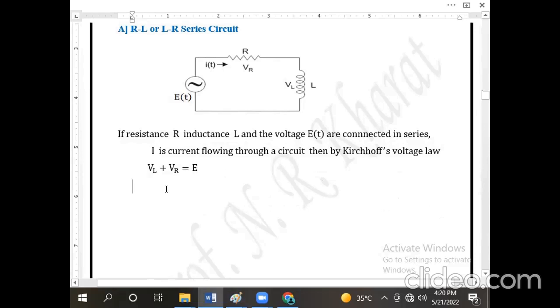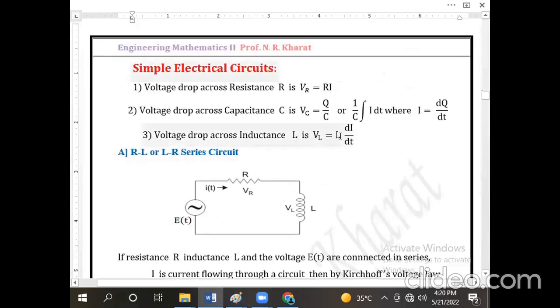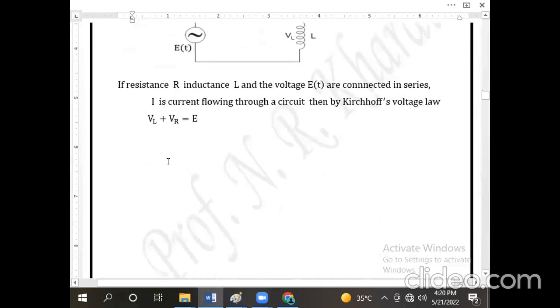So we know that the value for VL is equal to L into di upon dt. We have to replace the values of the voltages across inductance and resistance in this equation. So the equation becomes L di upon dt plus Ri is equal to E. So there is a differential equation in I. We have to convert this differential equation into a linear differential equation.